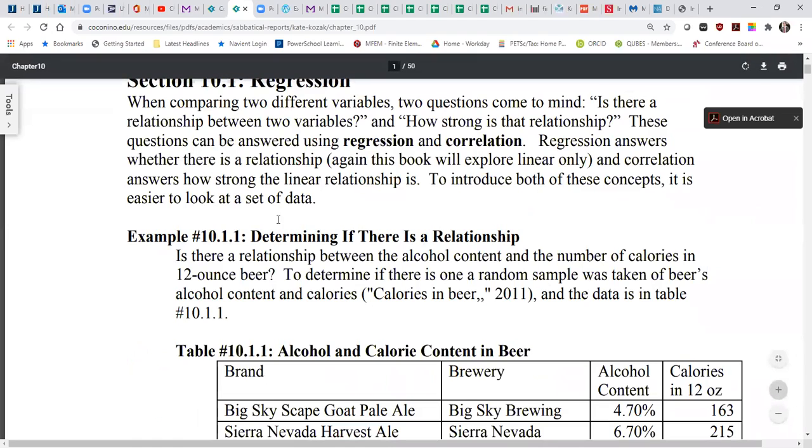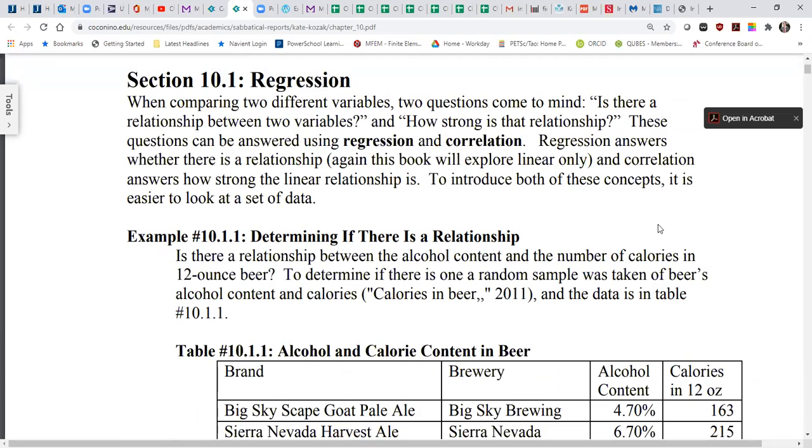So first we talk about regression. Regression is what we use to answer whether there is a relationship, and correlation answers how strong the linear relationship is. In this case, regression is only talking about the linear relationship.